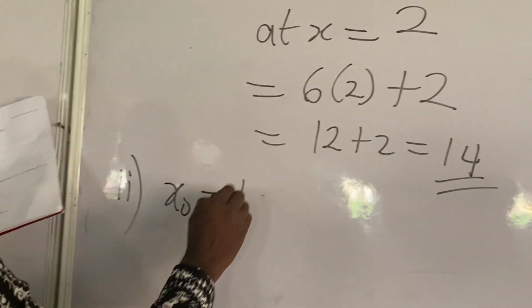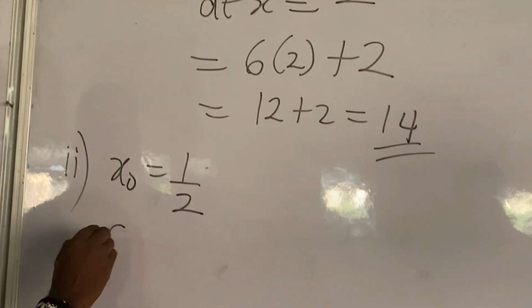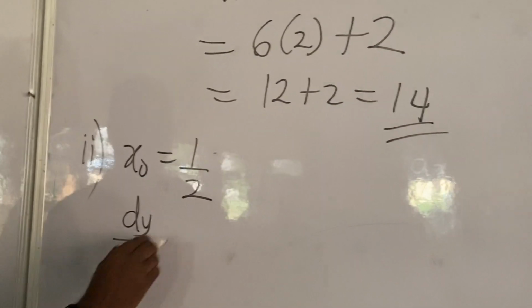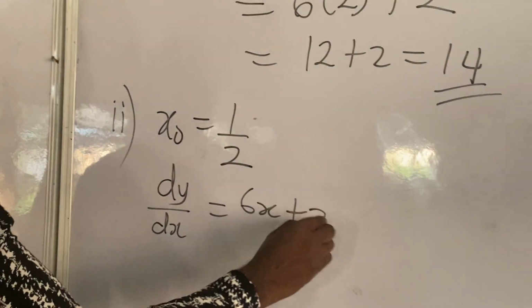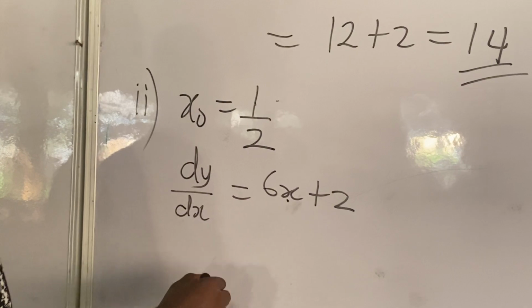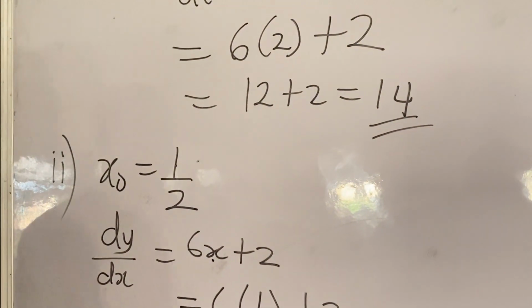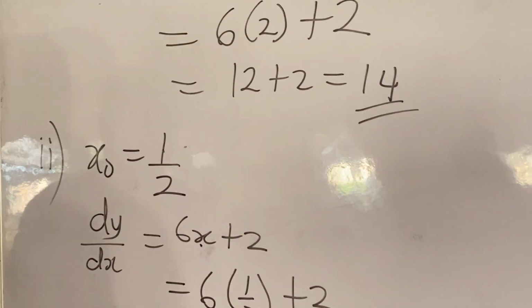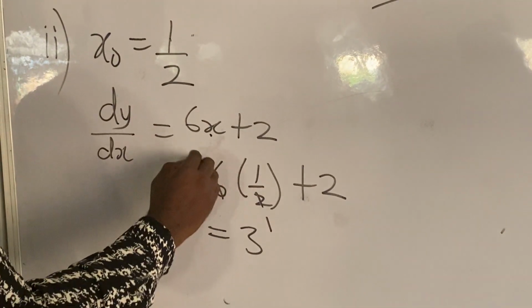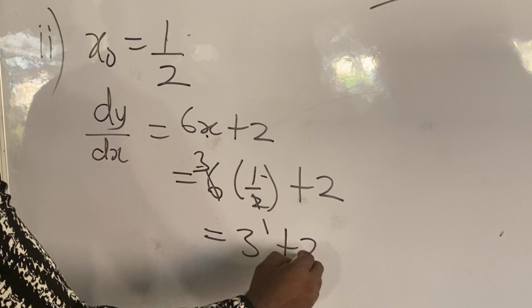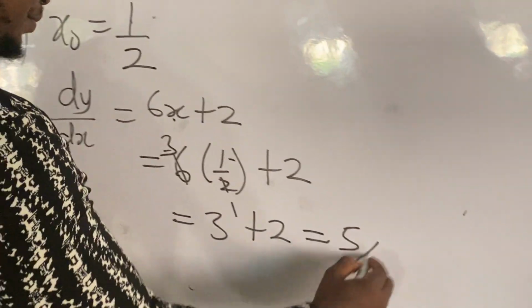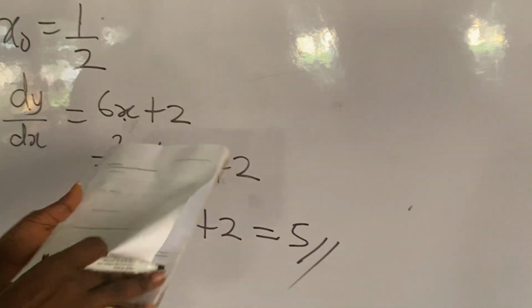Next, x equals 1 over 2, right? Class, dy dx is what? 6x plus 2. So at 1 over 2, it means anywhere you see x, put 1 over 2. We're going to have 6 into bracket 1 over 2, plus 2. 6 times 1 over 2 is 3, clearly. So 3 plus 2, and our answer here is 5. So our answer is 5.